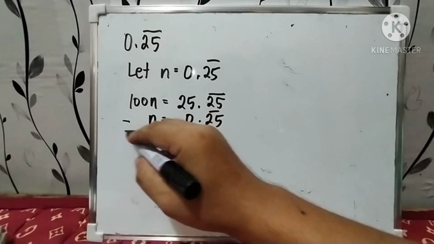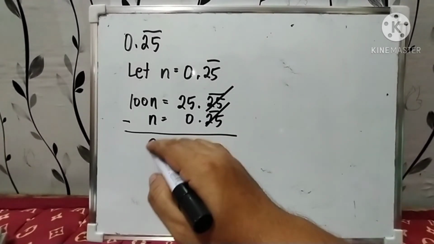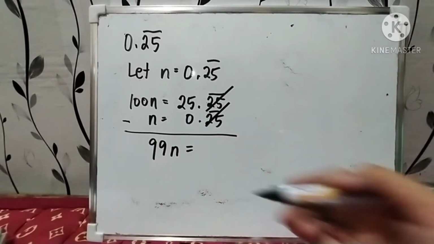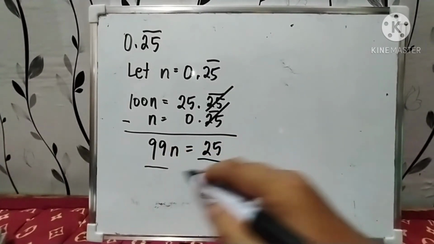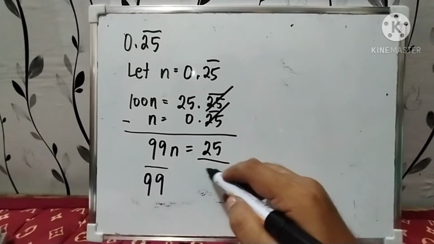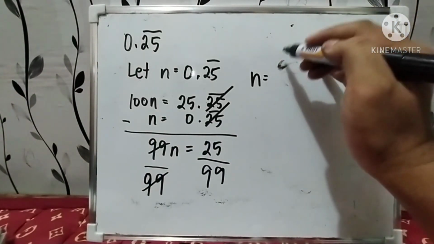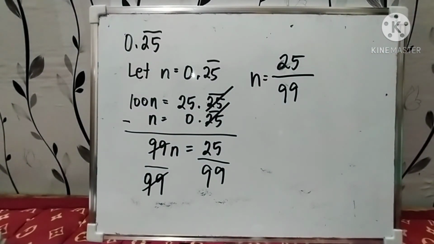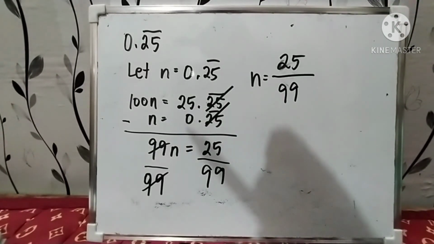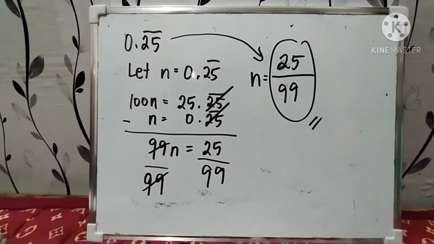0.25. Ayan. So, maka-cancel out yon. So, 100n minus n is 99n is equal to 25 minus 0 is 25. Then, divide natin both sides by 99. Ayan. So, maka-cancel yon. So, ang value ng n natin is 25 over 99. So, meron pa ba siya? Pwede pa bang i-lowest term? Hindi na. So, therefore, ang 0.25 na non-terminating repeating decimal is equivalent to 25 over 99.